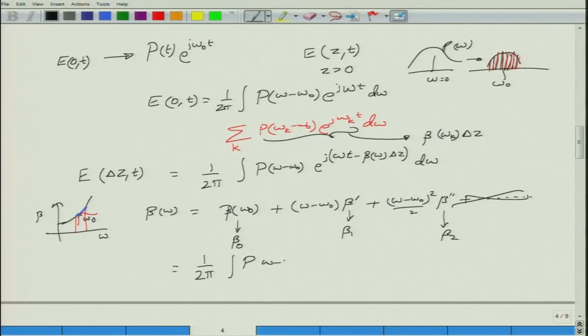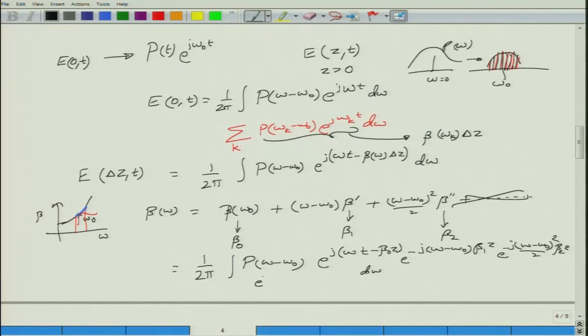So, I obtain the pulse spectrum P of omega minus omega 0, e power j (omega t minus beta z), e power minus j (omega minus omega 0) beta 1 z, e power minus j (omega minus omega 0) whole square by 2 into beta 2 into z. This entire thing is integrated over d omega. Now, you have e power j (omega t minus beta naught z).